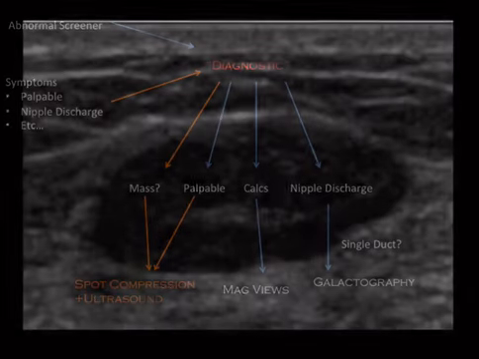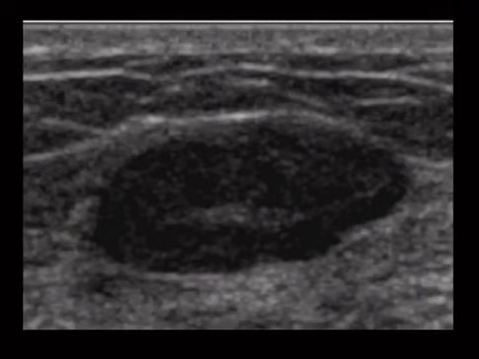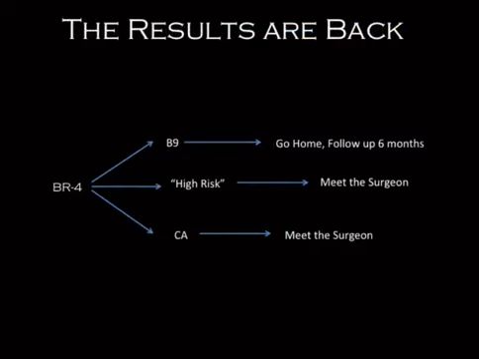Okay, next situation is a palpable finding. So that's going to get an ultrasound. So we've got this thing, well-circumscribed mass, sort of looks like it might be fibroadenoma, but it was new from prior exams, so it's going to get biopsied. So that gets BI-RADS 4'd. Got a new mass, is always going to be BI-RADS 4.